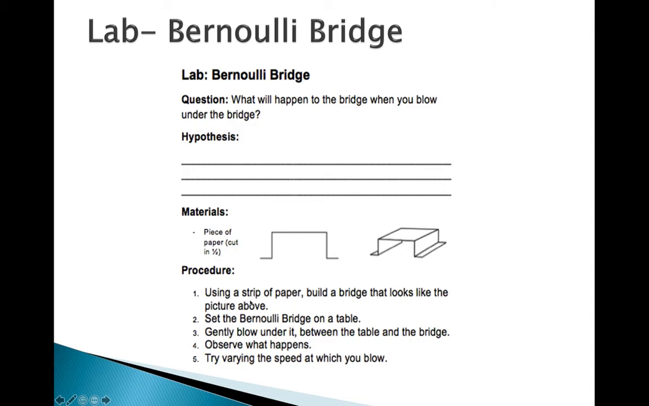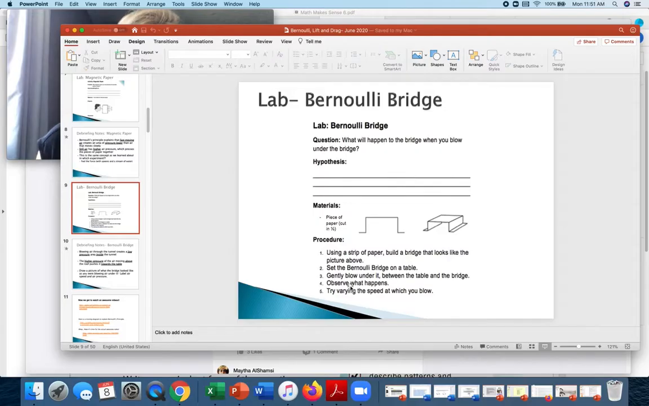Using a strip of paper, build a bridge that looks like the picture above. Set Bernoulli's bridge on a table. Gently blow under it, between the table and the bridge. So you're going to be blowing underneath here. You're going to make a hypothesis first. Observe what happens. Try with varying speeds. So first of all, hypothesis: what do you think is going to happen when you blow underneath the bridge? And then why?